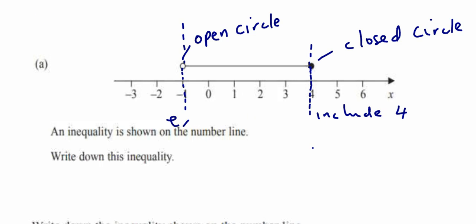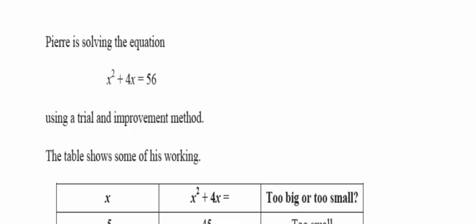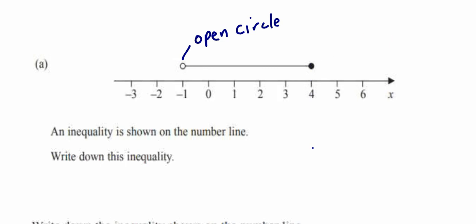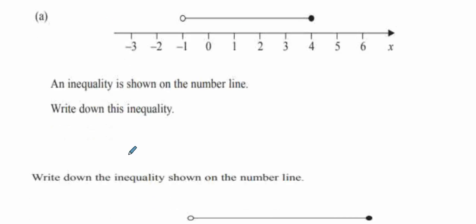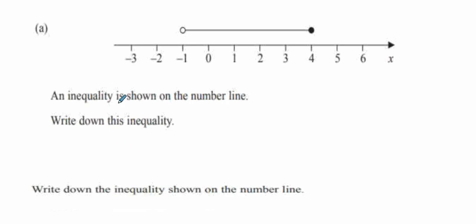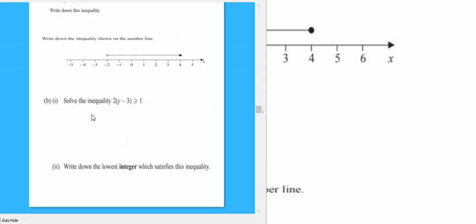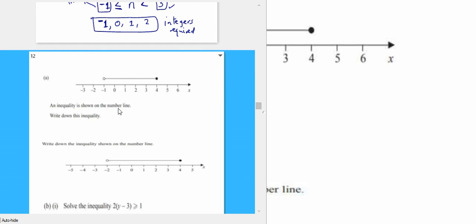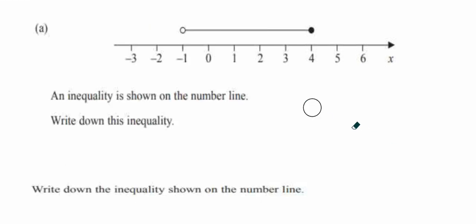Okay, now the question is, an inequality is shown on the number line. Write down this inequality. Okay, they are talking about inequality. So the inequality will be all the numbers which are between negative 1 and positive 4. Now, how do we show them? All the numbers which are between negative 1 and 4.